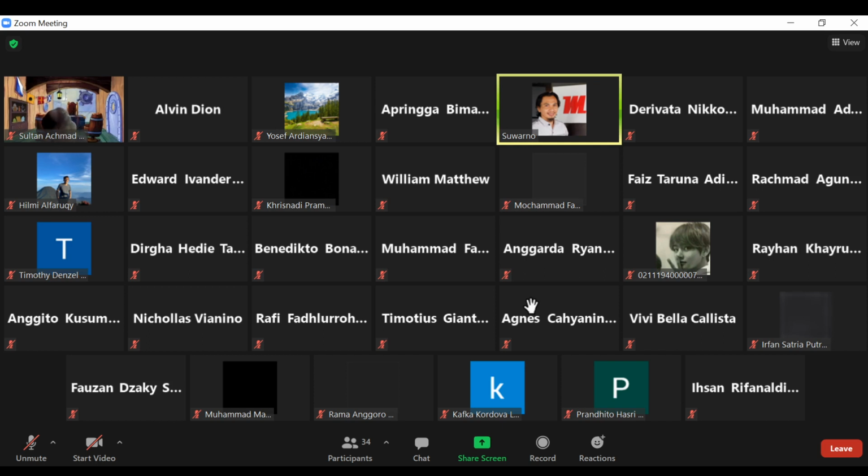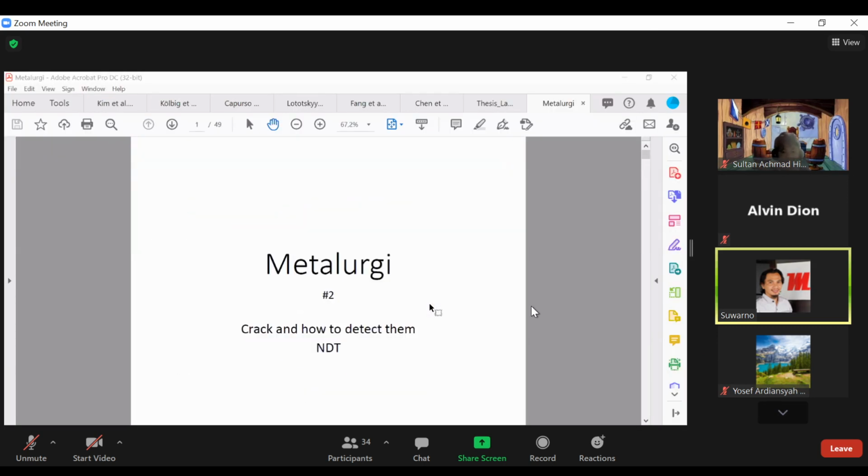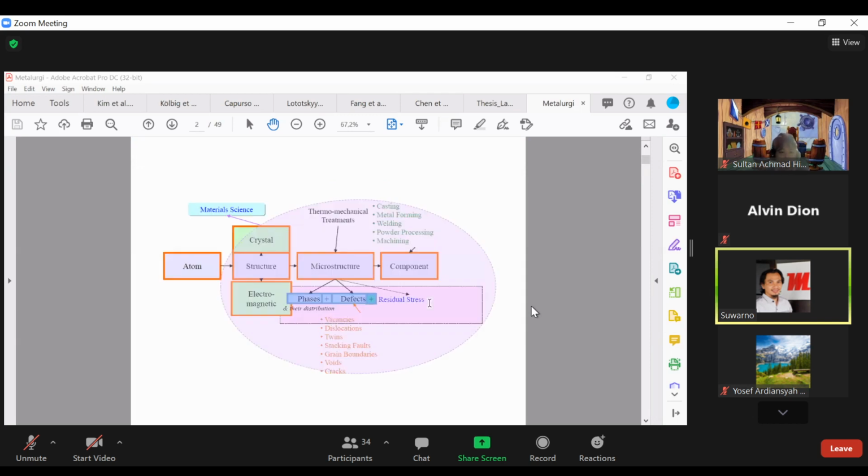So I'm using my computer. It's not using a tab, but I can say easily what we understand in material science. We are working a lot with the microstructure and with designing components. During processes like casting, welding, or any other process, we tend to have defects in it, and that's why we need testing.